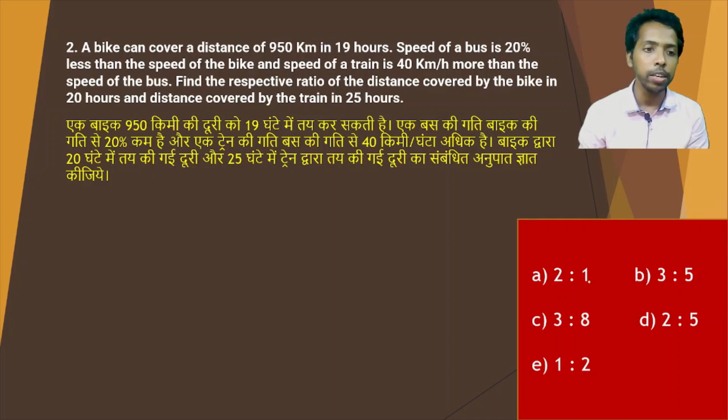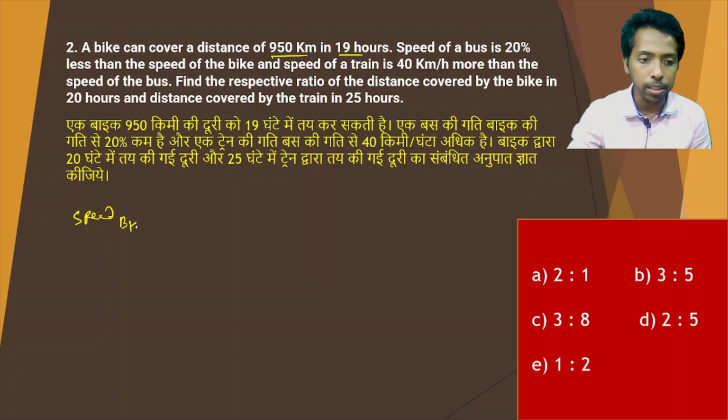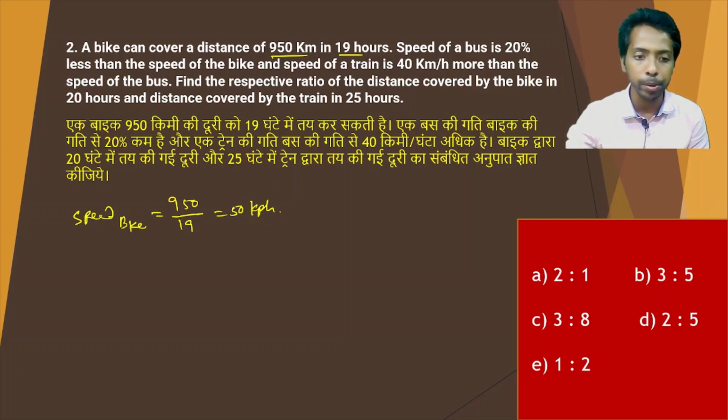Moving to the second one here. A bike can cover a distance of 950 km in 19 hours. So simply write down the speed here. That is the speed of the bike, 950 divided by 19, which is 50 km per hour. Kilometers and hours are given. Okay, so the speed is 50 km per hour.